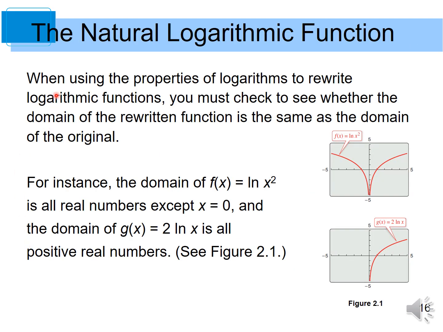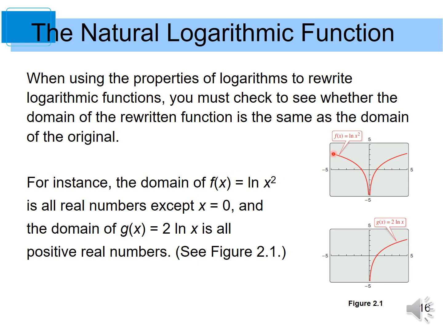When using the properties of logarithm to rewrite logarithmic functions, you must check whether the domain of the rewritten function is the same as the domain of the original. For example, the domain of f(x) equal to natural log of x squared. Look at this graph. The domain of this function is all real numbers except x equal to 0. You can substitute x equal to 0 into this function, and the function is undefined at x equal to 0.